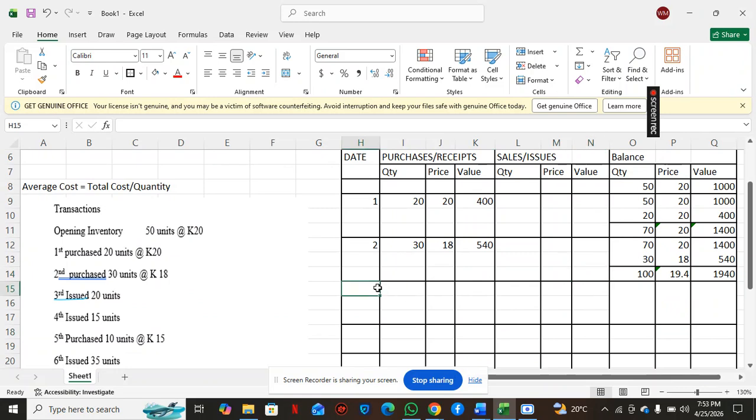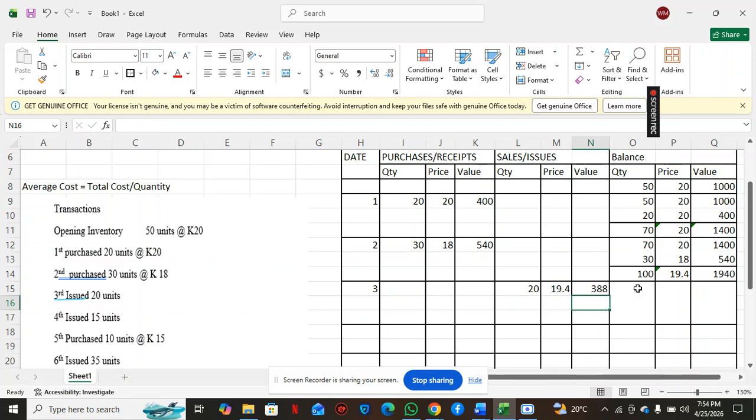We have another transaction on the 3rd. We issued 20 units. Unlike FIFO and LIFO, where you have to see which batch came in first or last, here you just say 20 units were sold. The 20 spare parts that were sold, we value at the average cost, 19 kwacha 40 ngwe. So the cost of these 20 spare parts is 388 kwacha.